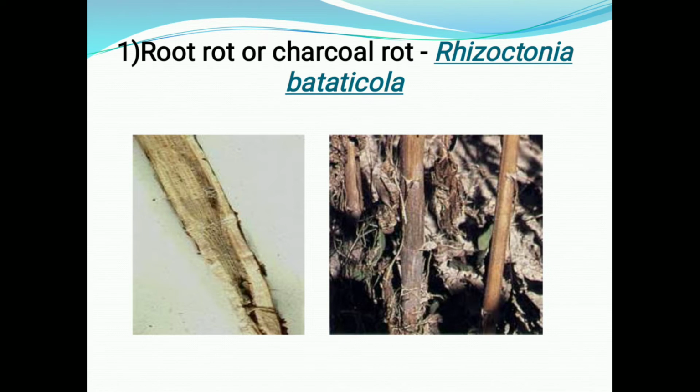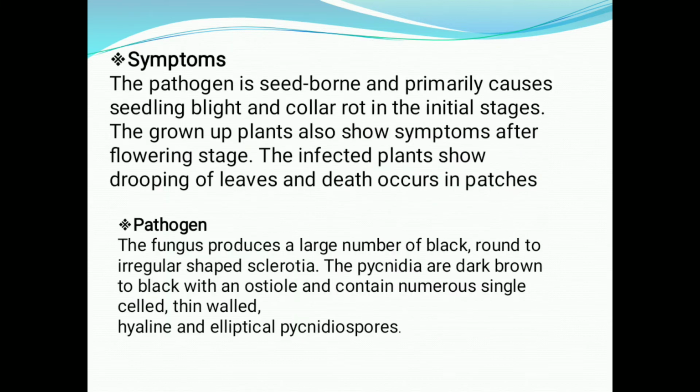The first disease is root rot or charcoal rot, which is caused by Rhizoctonia bataticola or Macrophomina phaseolina. Symptoms: the pathogen is seed-borne and primarily causes seedling blight and collar rot in the initial stages. The grown-up plants also show symptoms after the flowering stage. The infected plants show drooping of the leaves. Death occurs in patches.